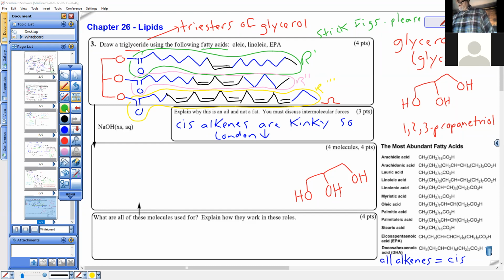So you're going to have R prime attached to O minus. You're going to have R double prime attached to O minus. These are all fatty acid carboxylates, aren't they? And yellow R triple prime O minus. Soaps.